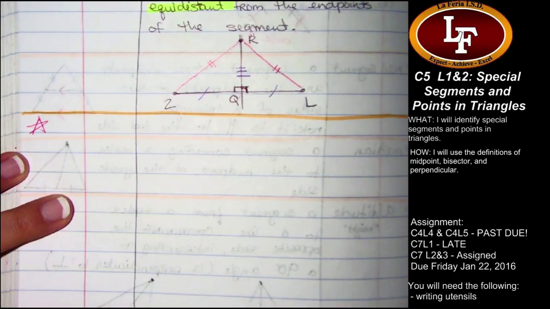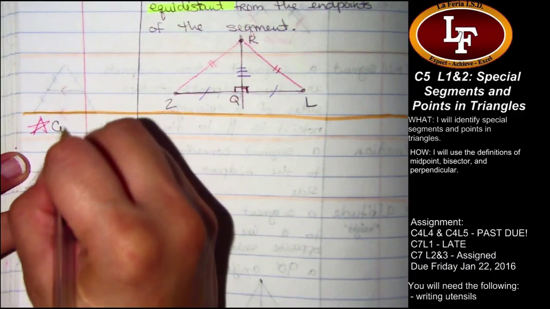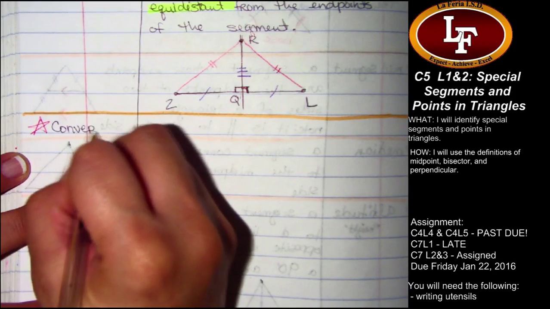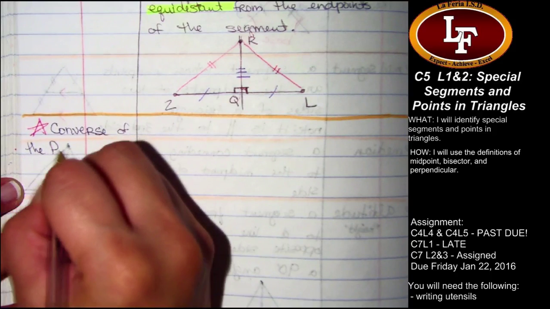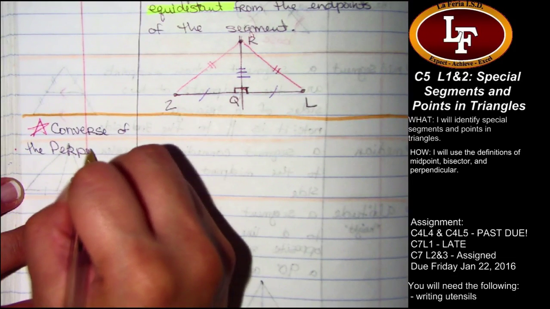Let's take it in space as the picture. This theorem's name is the converse of the perpendicular bisector theorem.